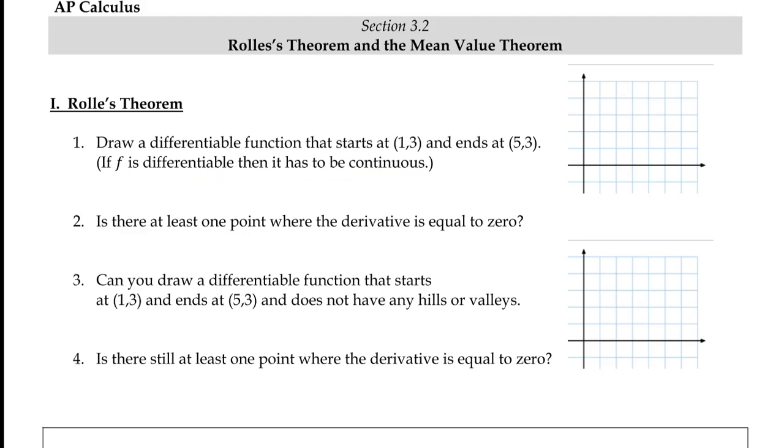Okay, so it says start at (1, 3) and end at (5, 3). So basically, we're starting at the height that we're ending with. So go ahead, take a second on your own and draw differentiable functions. Remember no corners or cusps or discontinuities that start at (1, 3) and end at (5, 3). You could draw a lot of different ones.